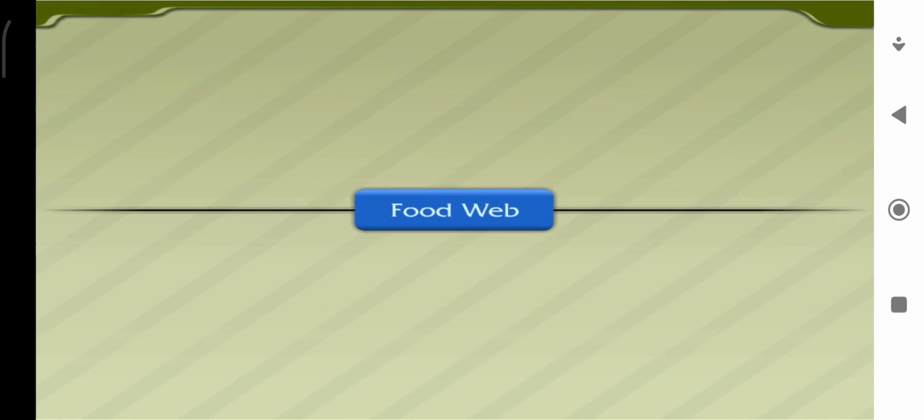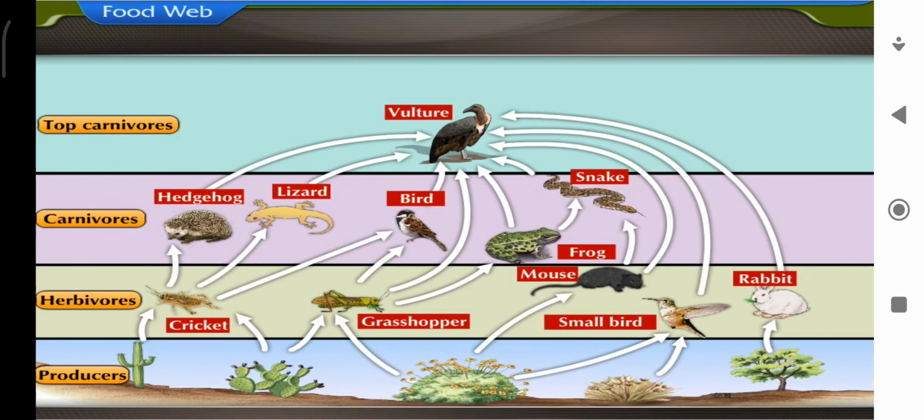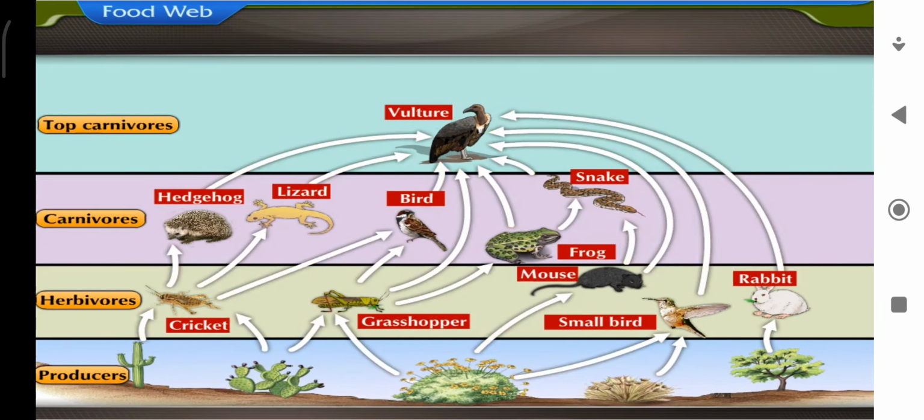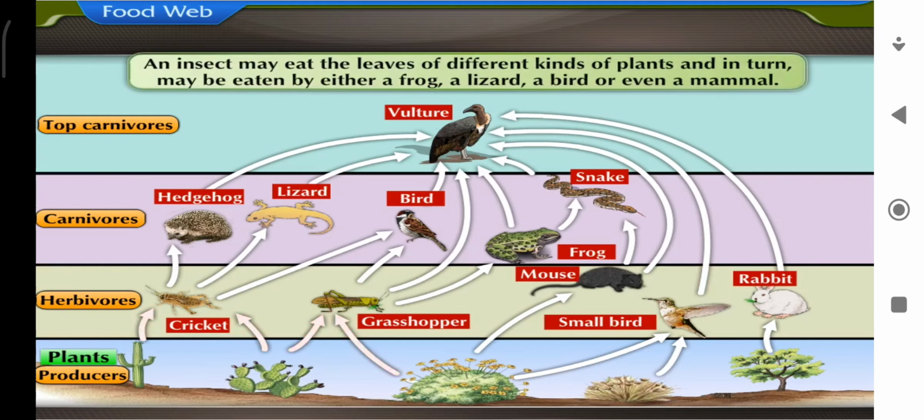Food web. Similar kind of organisms may occur in more than one food chain. They eat more than one type of food to satisfy their requirements. A plant of a particular species can serve as food for a variety of herbivores. An insect may eat the leaves of different kinds of plants and in turn may be eaten by either a frog, a lizard, a bird, or even a mammal.